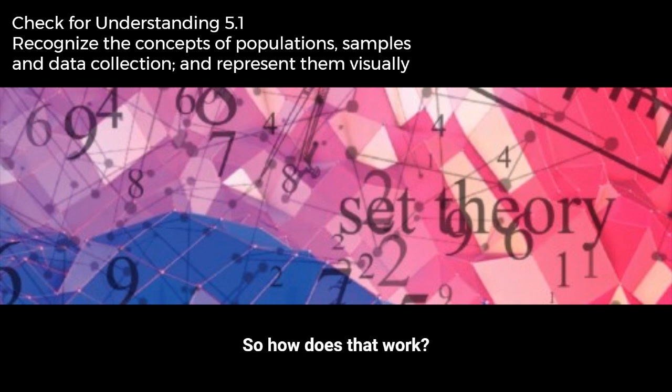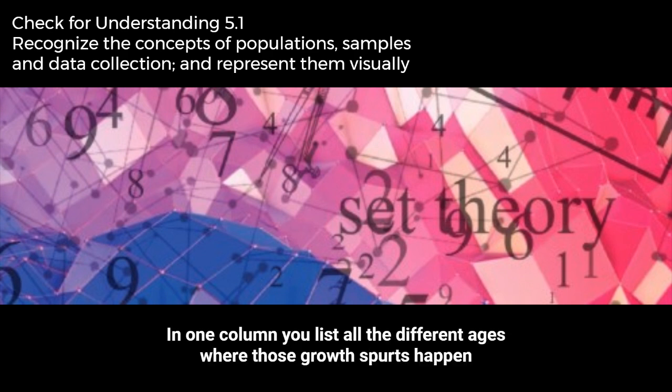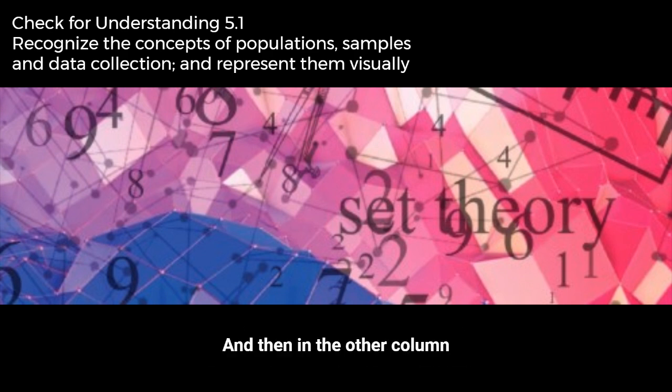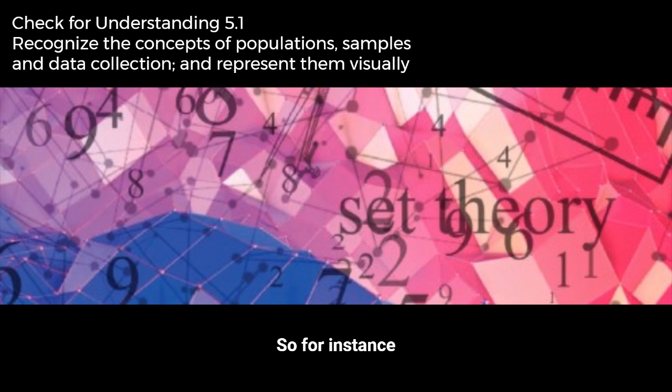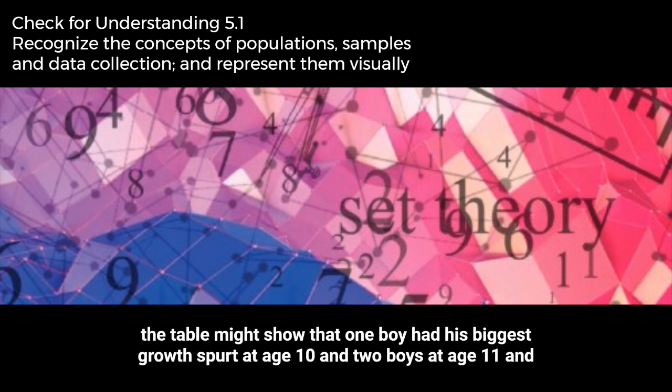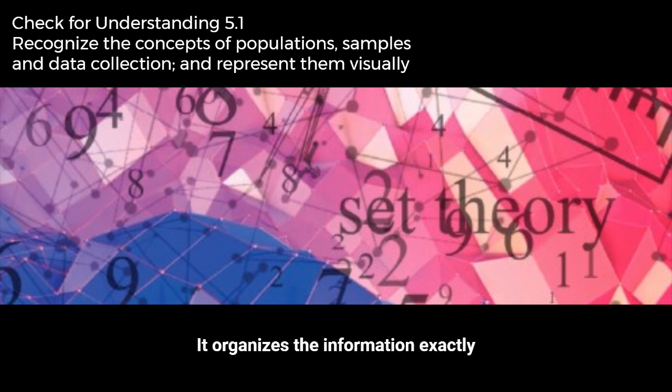So how does that work? Well, you create a table. Like a chart. Yeah. In one column, you list all the different ages where those growth spurts happened. And then in the other column, you put the frequency, which means how many boys had their growth spurt at that age. So, for instance, the table might show that one boy had his biggest growth spurt at age 10 and two boys at age 11, and so on.